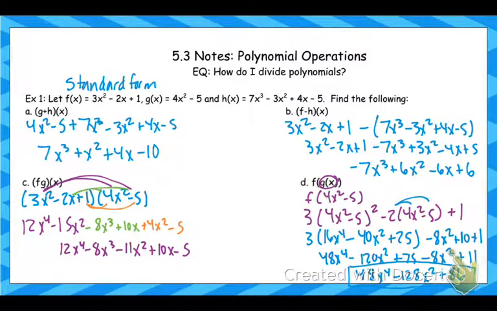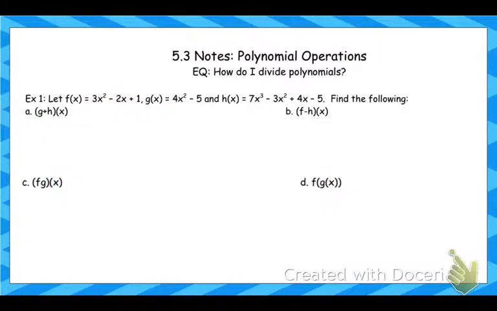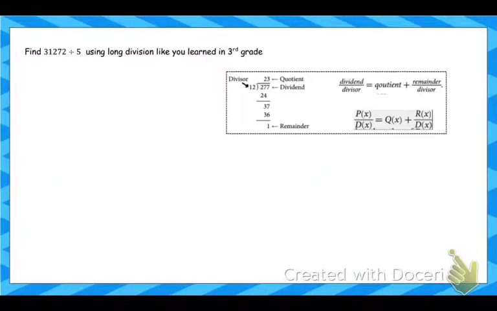All right, so now we're going to move on to division. In order to do division of polynomials, we need to remember how we do actual regular old long division, like you learned back in elementary school. So just some vocab, okay? This is our divisor. This is our dividend. The divisor is the one that goes outside the little house. Inside the little house, we've got 3, 1, 2, 7, 2.